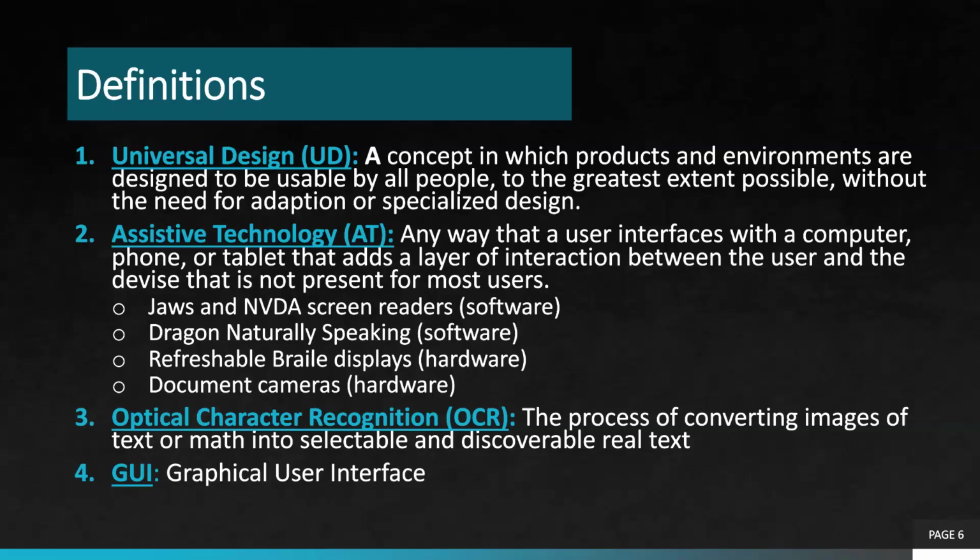Term three, optical character recognition, OCR. No, we are not talking about the Office for Civil Rights. We're talking about optical character recognition. This is the process of converting images of text or math into selectable and discoverable real text. So you all are probably familiar with a scanned PDF. That's not real selectable text. That's a picture of text. So if you put that document through the OCR process using a tool that performs OCR, turning it into real text, you have OCR'd that document. And that's a turn of phrase you'll hear in the accessibility world quite often.